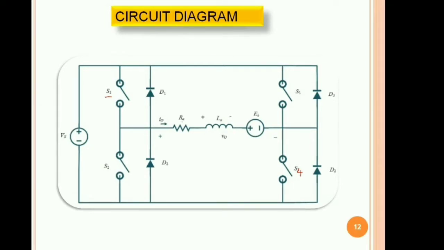We have the armature resistance R_A, L_A, and the back EMF E_B. So this is a DC motor model. This is a separately excited DC motor model. The field part we have not shown here, only the armature part of the DC motor. We have the four switches, named S1 to S4.